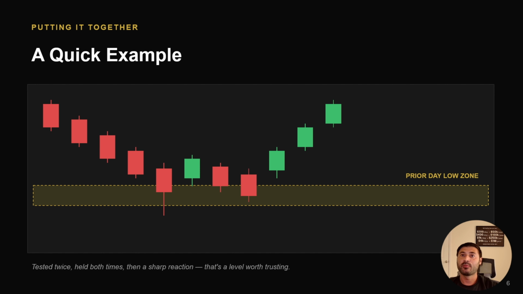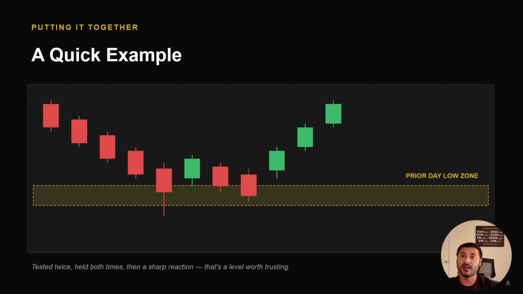So let's pull this together with a quick example, because it's easier to see than just to hear. Say price has been selling off for a few candles and it's approaching yesterday's low. That's already one of our reference points from the last slide, so it's worth having on the chart, right? Price gets there, wicks slightly below it, and closes back inside. That's touch number one. And remember, a wick alone tells us nothing yet.